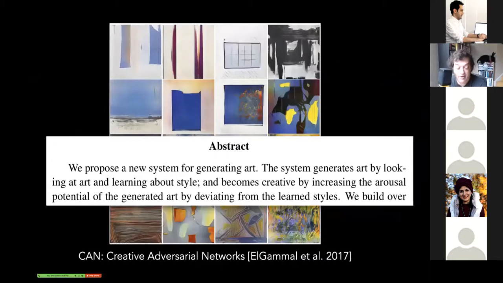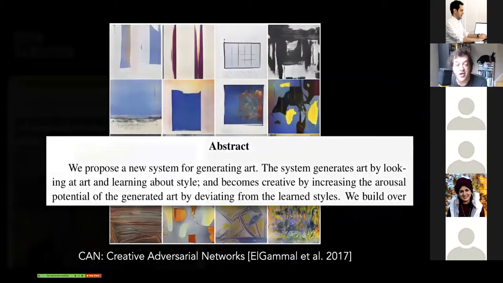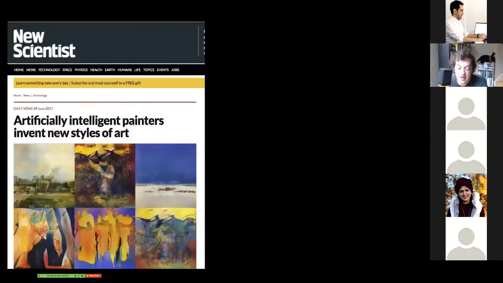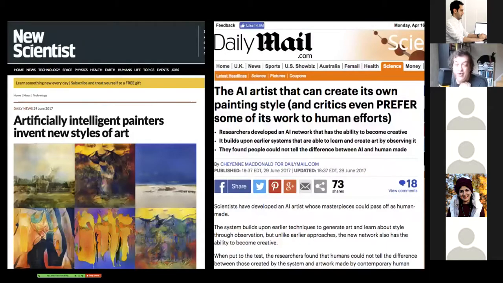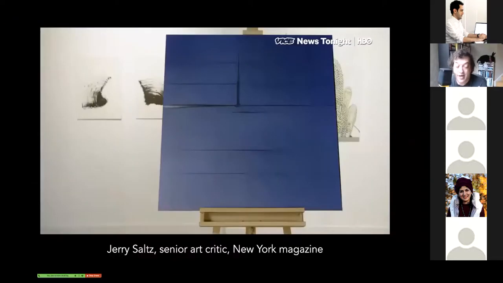So in this work, the headlines say, artificially intelligent painters invent new styles of art. And as we go down and down the food chain, Daily Mail says the AI artist that can create its own painting style, and critics even prefer some of its work to human efforts. And these kinds of descriptions of the artist, the AI, the algorithm as creative, as inventing these new styles, becomes pretty widely understood, I think, by the public.